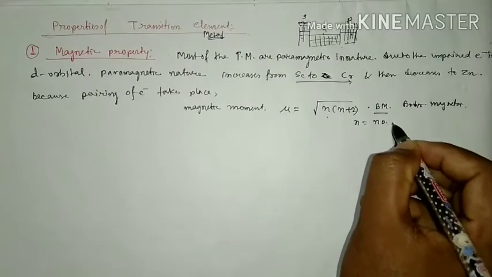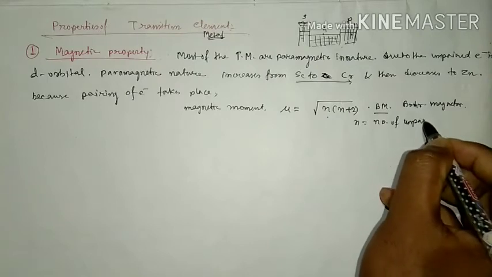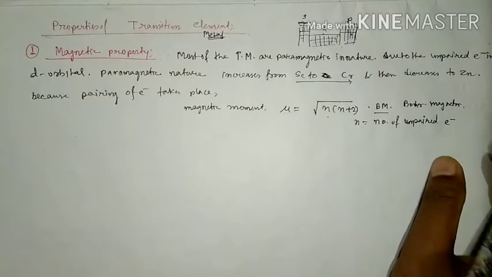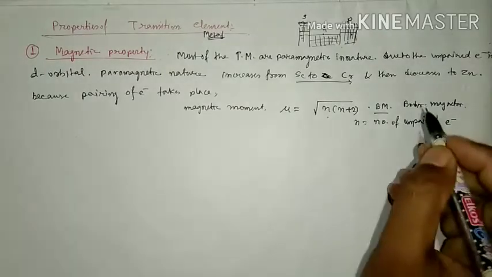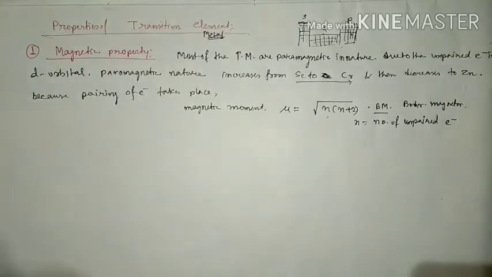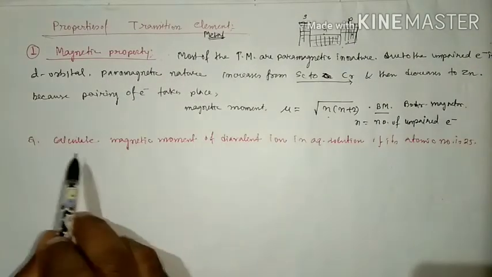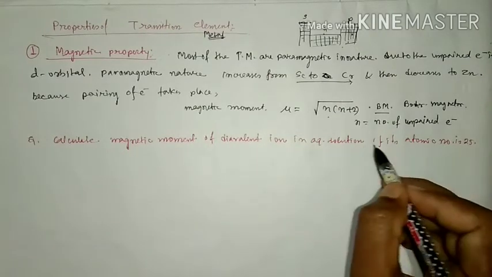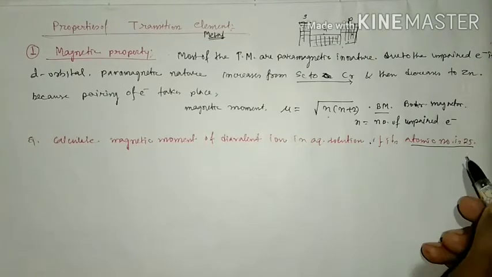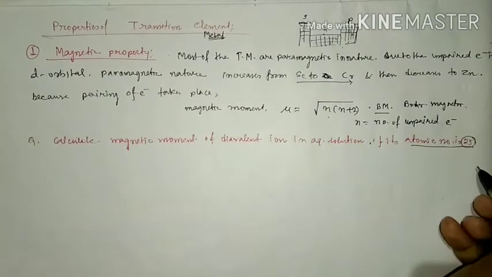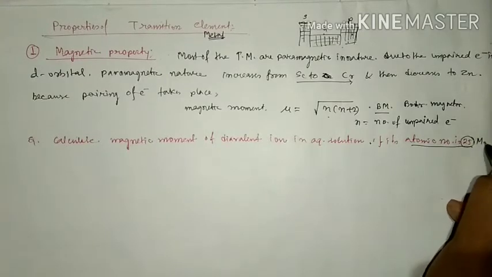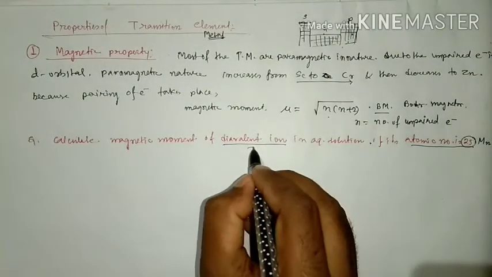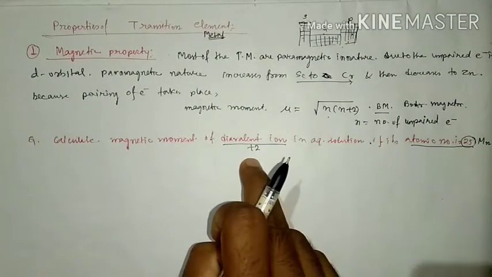n equal to number of unpaired electrons. Okay. Now see an example. Suppose questions come this way. The question is, calculate the magnetic moment of divalent ion in aqueous solution if its atomic number is 25. Now if it is 25, then obviously the atomic number 25 is manganese. That means the element is manganese. Clear, no? Now here it is given divalent. Divalent means here it is manganese in the +2 state.